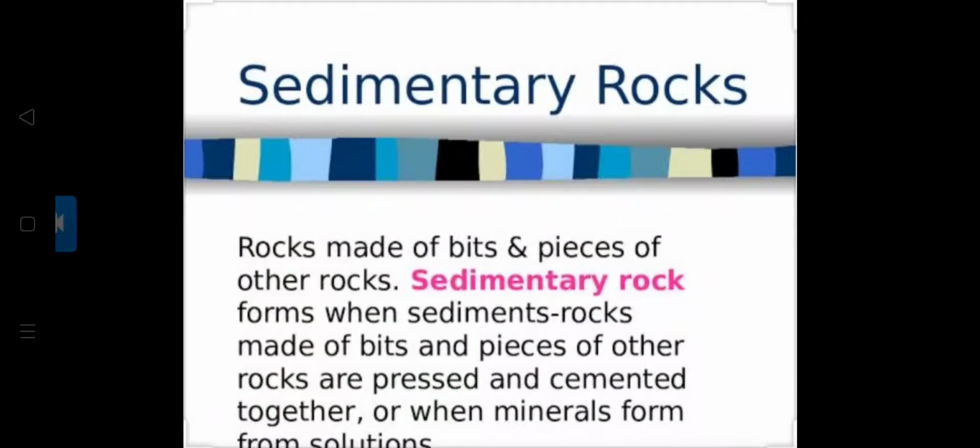Hello students. Now we'll move on to the next type of rock which I'll be talking about, sedimentary rocks. We know that they are rocks made up of bits and pieces of other rocks. Sedimentary rocks form when sediments, bits and pieces of other rocks, are pressed and cemented. In the previous class I mentioned that they are pressed and cemented together, or when minerals form from solutions.